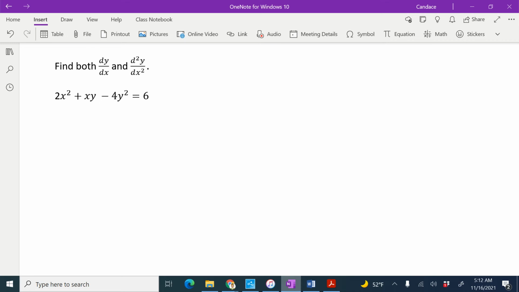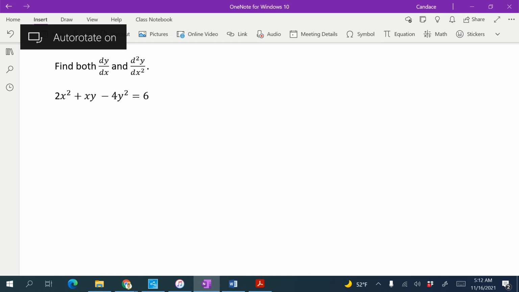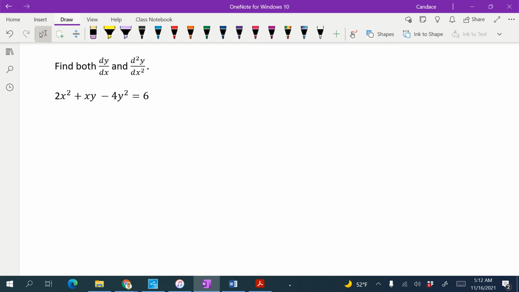In this video, we're going to find both dy/dx and d squared y over dx squared, which is the second derivative. So we're finding both the first and second derivative. Because our x's and y's are mixed together, we're going to do this implicitly. So we are going to start by just taking the first derivative.